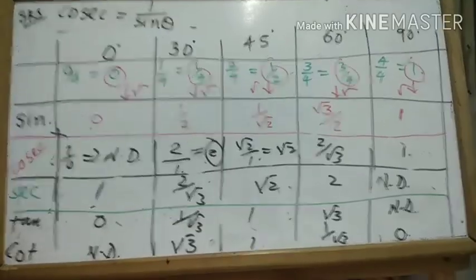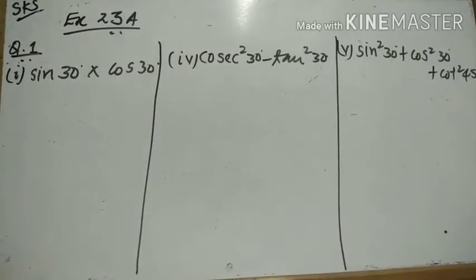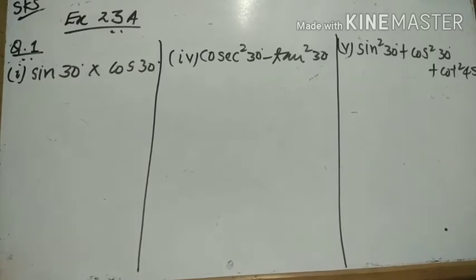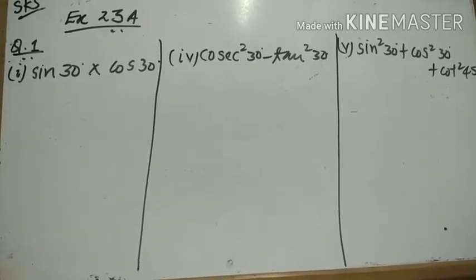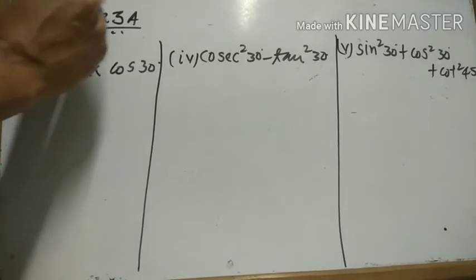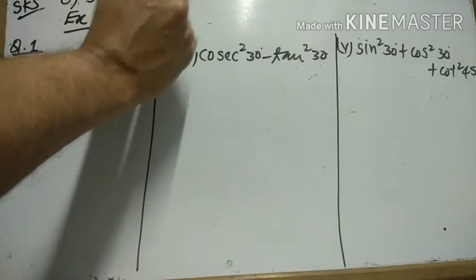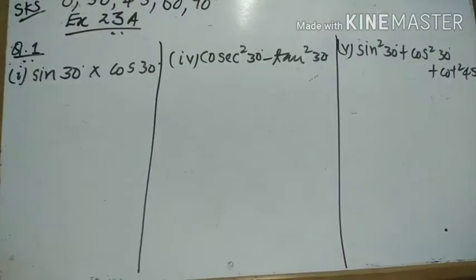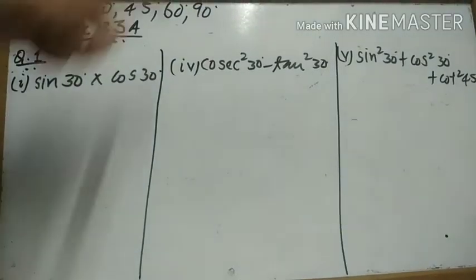Dear friends, we are going to start with a topic from trigonometry, chapter number 23, trigonometrical ratios of standard angles. The name itself suggests that we are going to talk about standard angles, and we know standard angles are 0 degree, 30 degree, 45 degree, 60 degree and 90 degree.